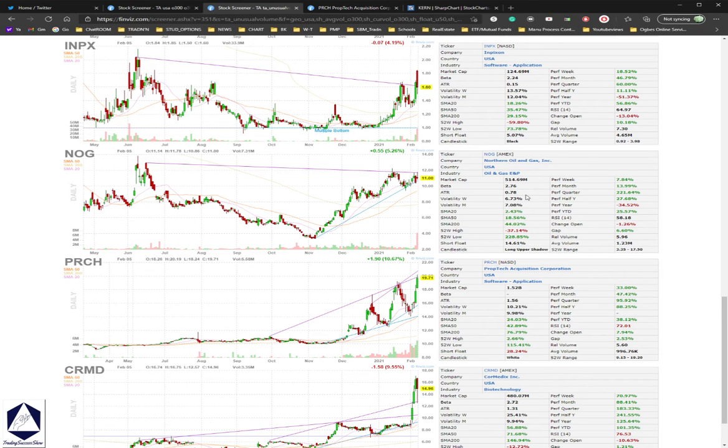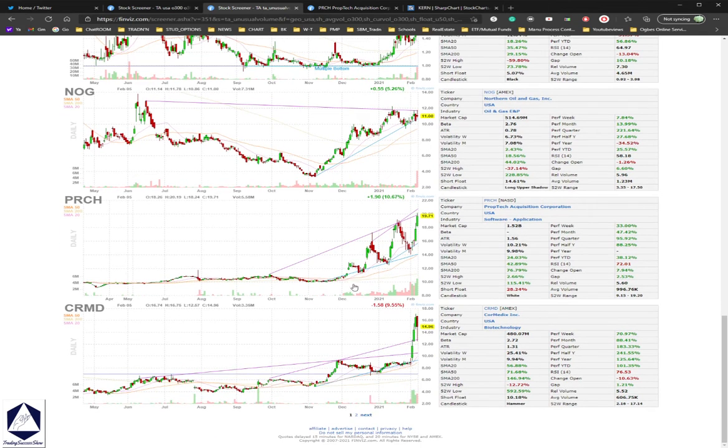Next one is PROCH. PROCH is already extended into the resistance, so I'm just going to keep that on my back burner and see if it can break $20 and hold that area. If it can consolidate around that area, I think we get a chance for it going back up instead of pulling back down like it did the other two times it did pop into resistance.